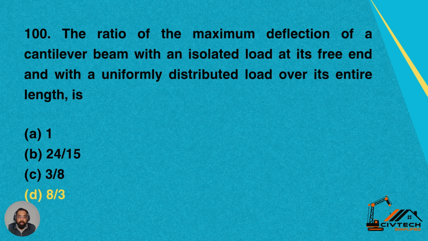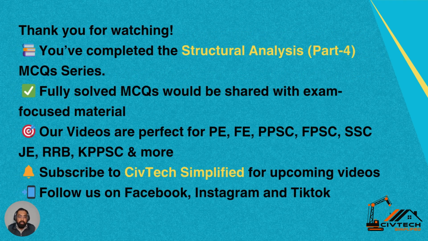The ratio of maximum deflection of a cantilever beam with an isolated load at its free end, and the other is uniformly distributed load over the entire length. So the ratio in between these two loads due to the maximum deflection, it's 8 by 3. So D is the correct option for this question.